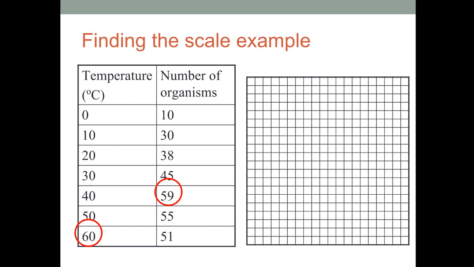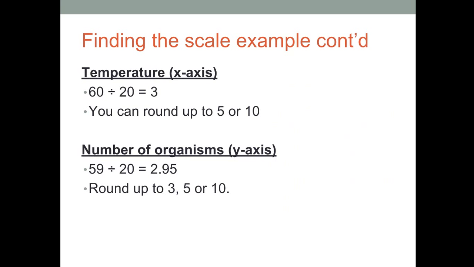So in our example here, we see that we have 60 as our highest number, and our number of organisms there is 59, so pretty close to each other, and those are our highest points. And then we have 20 boxes or 20 spaces on each side, on each axis of the graph. It happens to be a square this time, so it's kind of nice and easy for us. Now we can do our calculations.